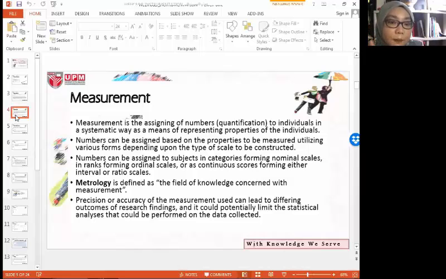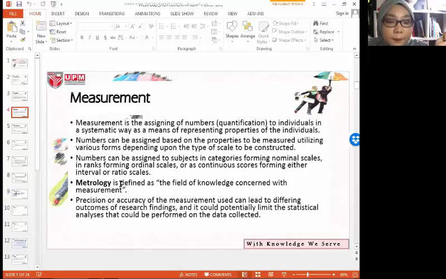Measurement is mostly related to quantitative, because in qualitative we mostly do not deal with numbers. But in quantitative, yes, most of the time we deal with numbers. When we are talking about measurement, there are four levels of measurement: nominal, ordinal, interval, and ratio. You need to remember these four levels of measurement. The study of measurement is called metrology, which is defined as the field of knowledge concerned with measurement.